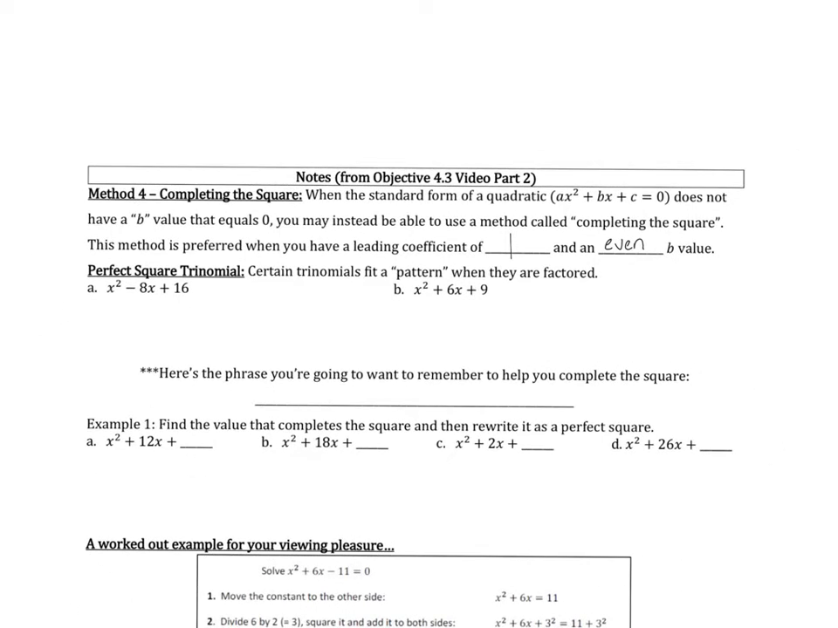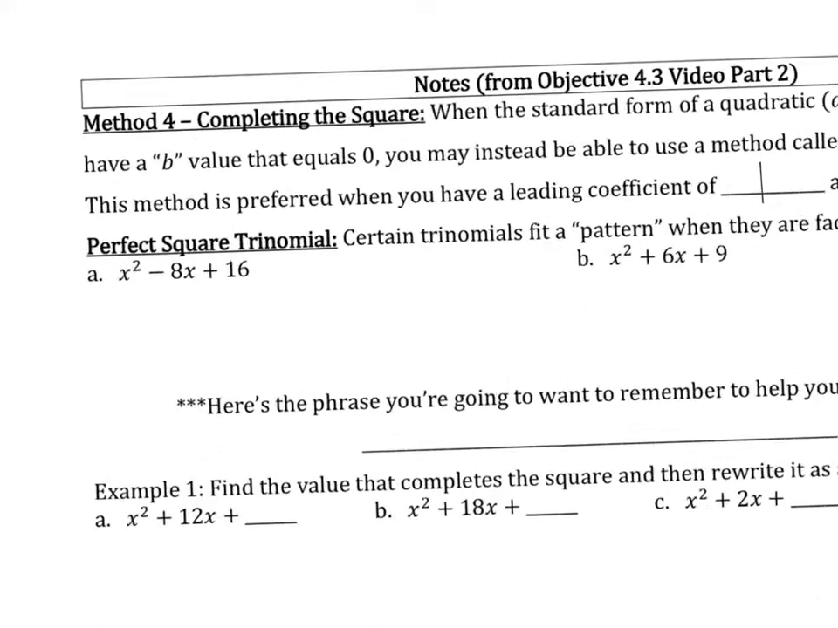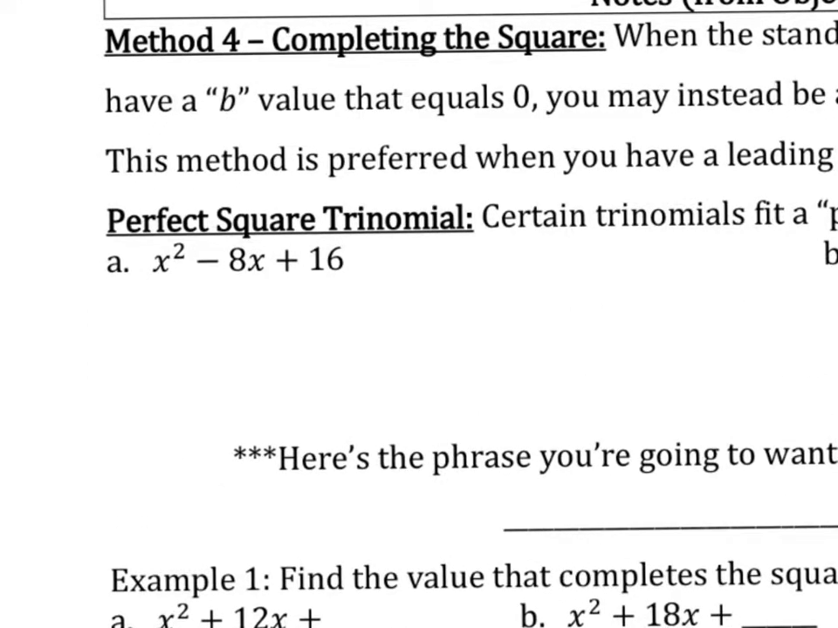First of all, let's talk about the definition of a perfect square trinomial. Certain trinomials fit a pattern when they are factored. So let's think back to factoring, and let's factor this trinomial. There are three terms, and there's no number in front of the x squared term, so we can go straight to here. We know that x and x are going to go here, and then we're looking for two numbers that multiply together to give us 16 and add together to give us -8.